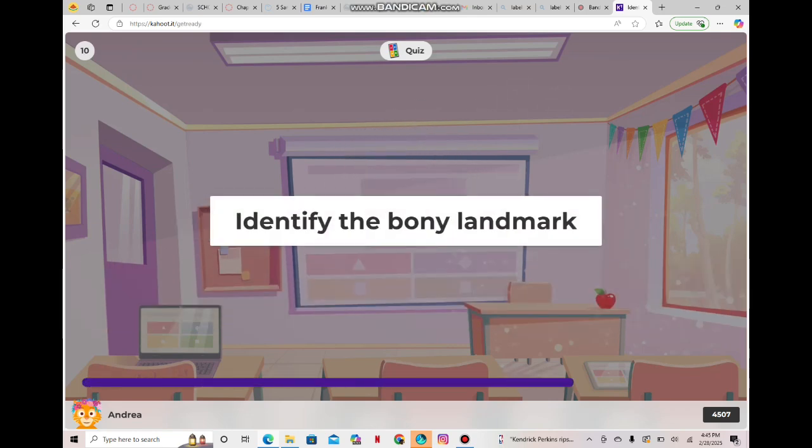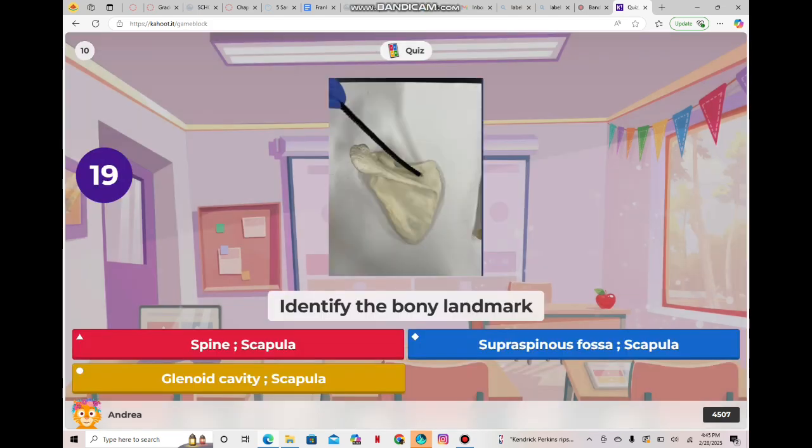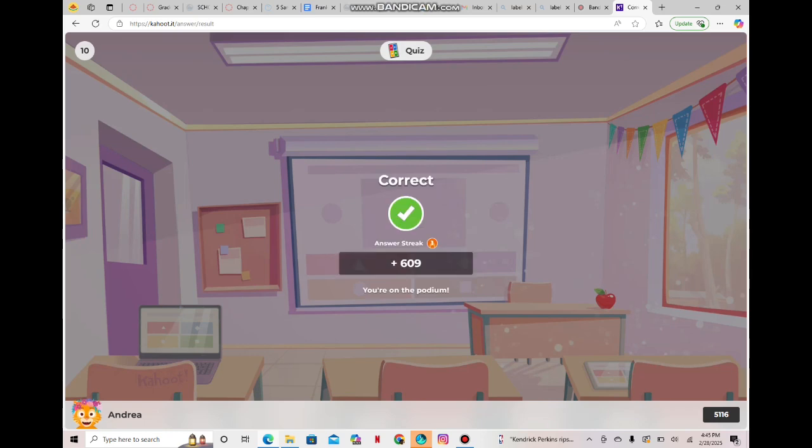Identify the bony landmark. So this one is the supraspinous fossa, and it's not infra because it is higher, not lower than the spine.